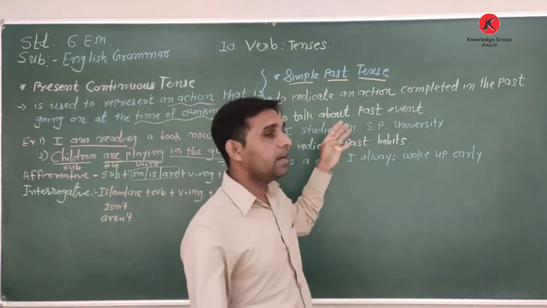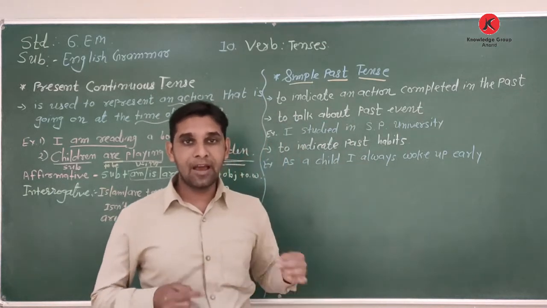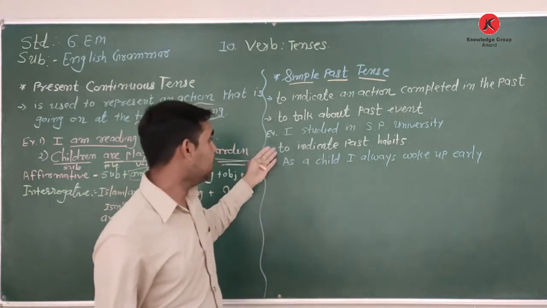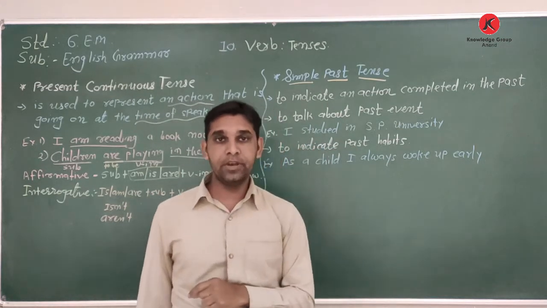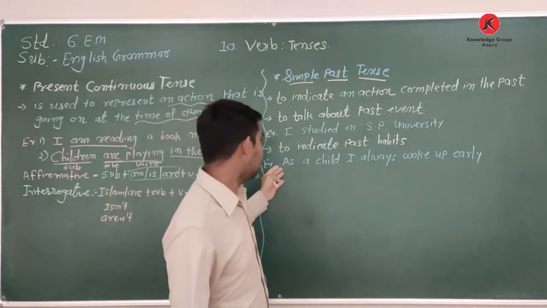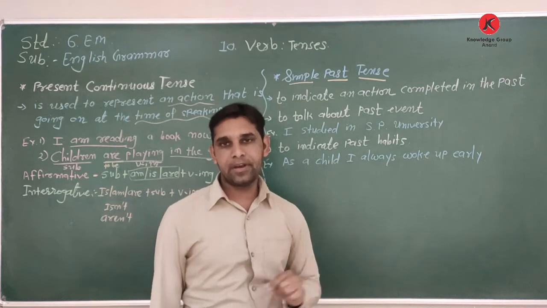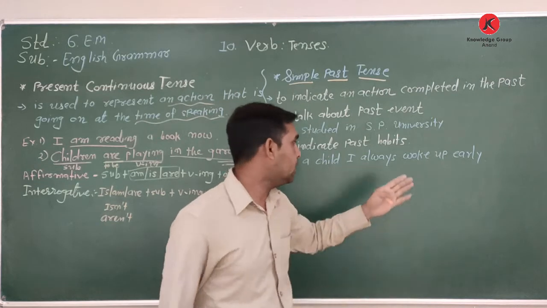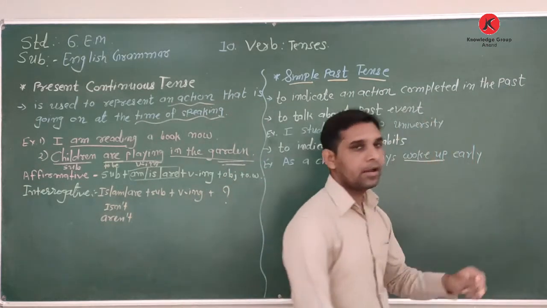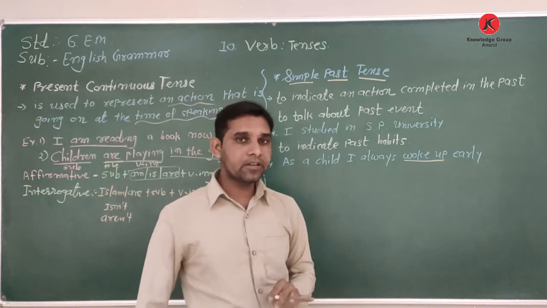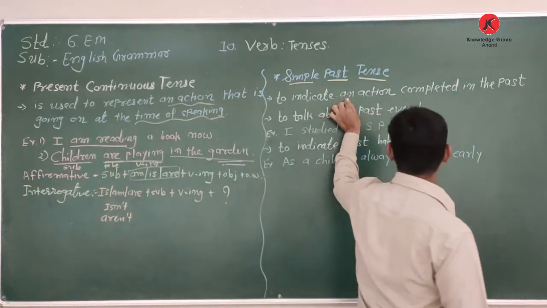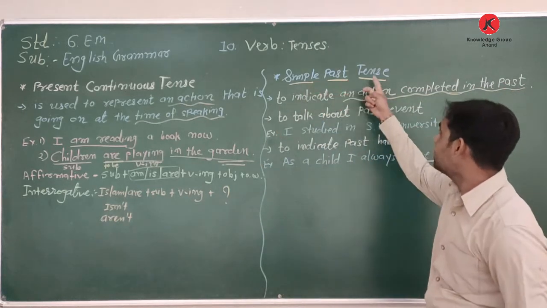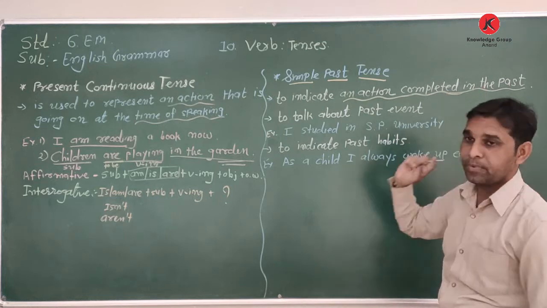Just as I studied in SP University. The action is completed. Now not I am a student or not I have studied. And the second use is to indicate past habits. What is the example here? As a child, I always woke up early. As a child, when I was studying in school, I always woke up early. When I was studying, just now not studying. So an action is completed where? In the past. So simple past tense shows an action completed in the past.